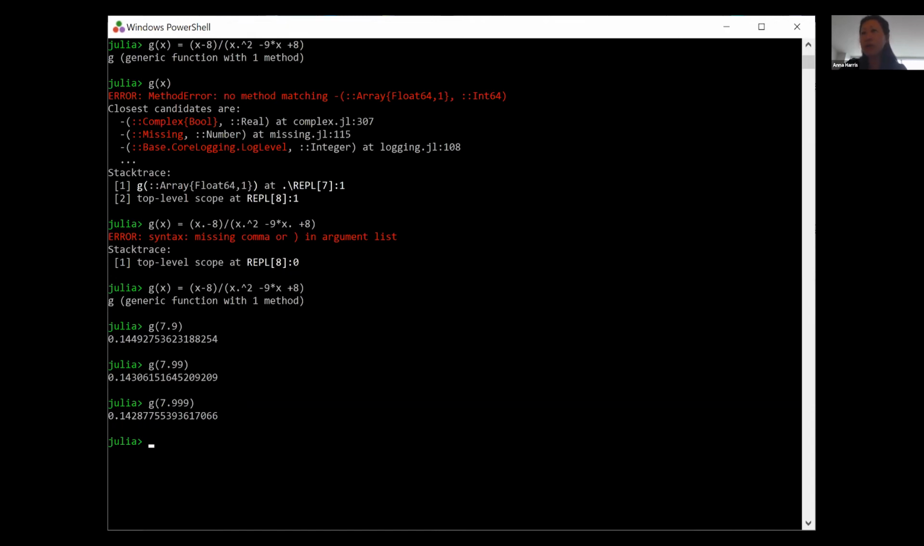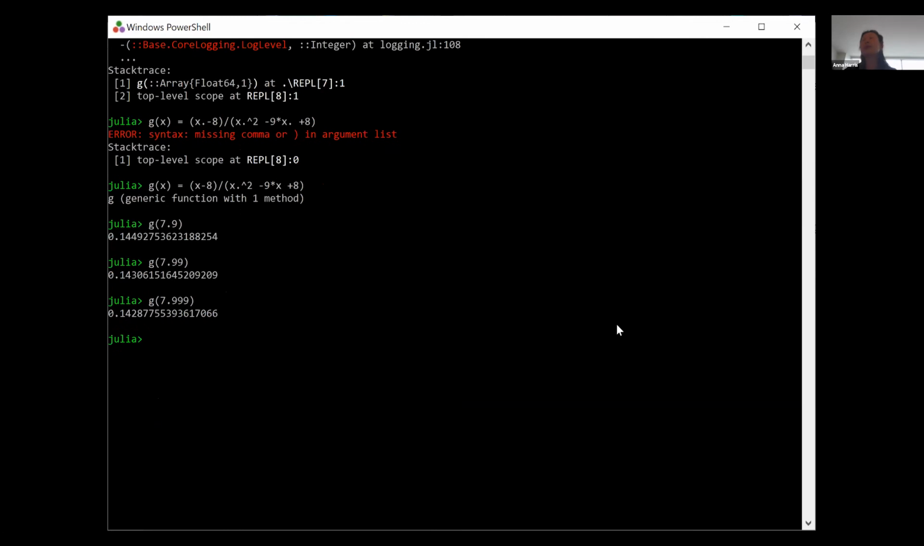All right. So do you have your Julia set up now? I want you to type in what I just did and see whether you can do this. Type in g of x equal to this, and see whether you get the same answer.